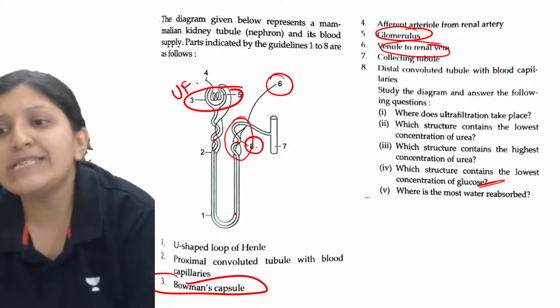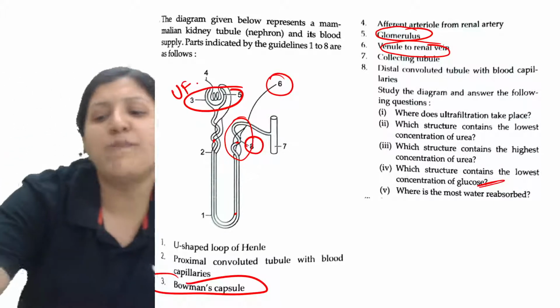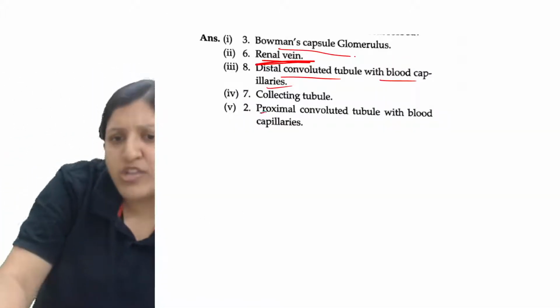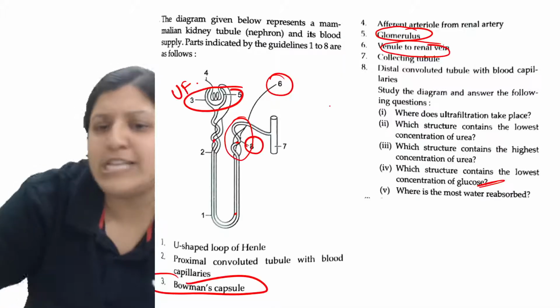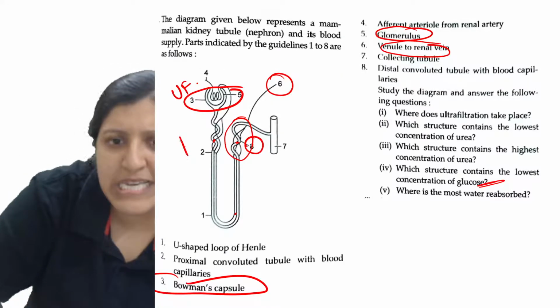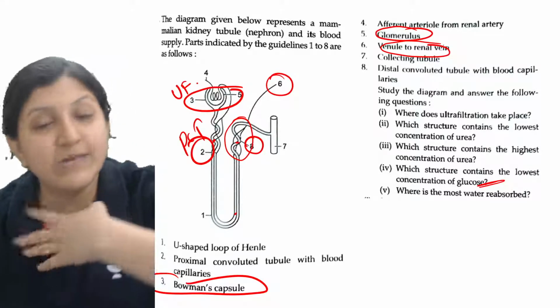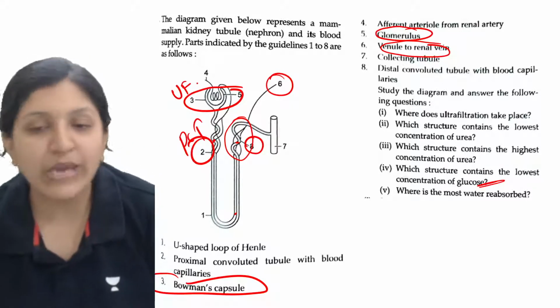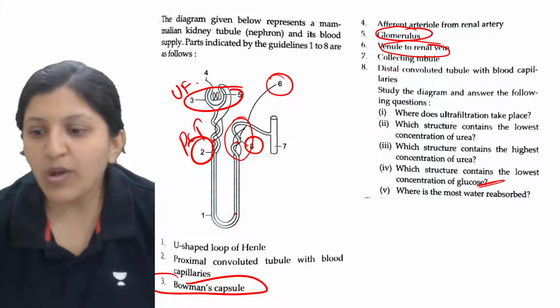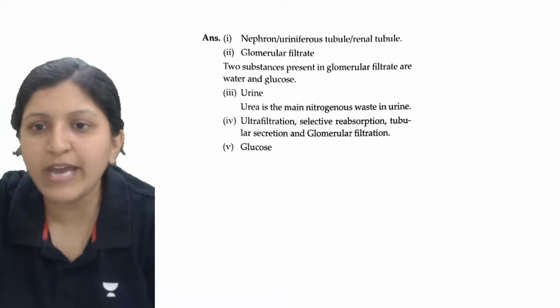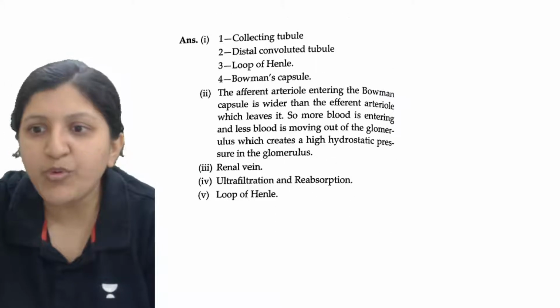Okay. So where is the most water reabsorbed? Maximum absorption, when we mention it, is always the PCT. The PCT is the part where you can consider maximum absorption of glucose and maximum absorption of water. I hope this is clear. Any of you having any doubts? It is anyway the same type of question.